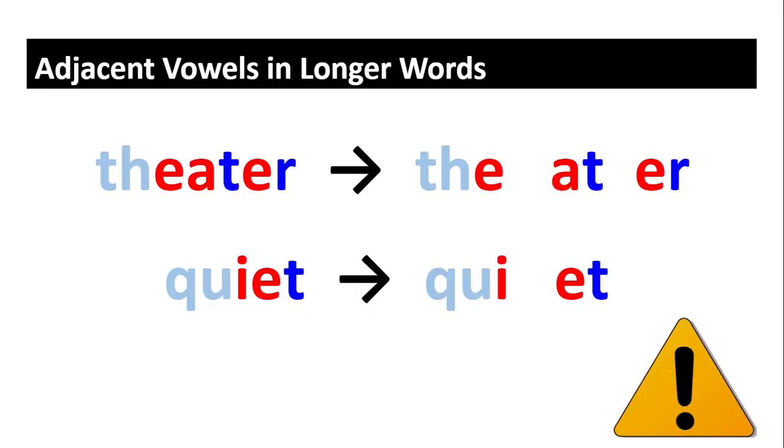We also have to be careful that sometimes it might appear we have a vowel team when actually the vowels are not working together. In the word theater, the E and the A are actually in different syllables, as in the word quiet. The I and the E are not working as a team. They are in separate syllables. So if we try a pronunciation out as a team and it doesn't produce a word we're familiar with, then we may actually have to split the team.